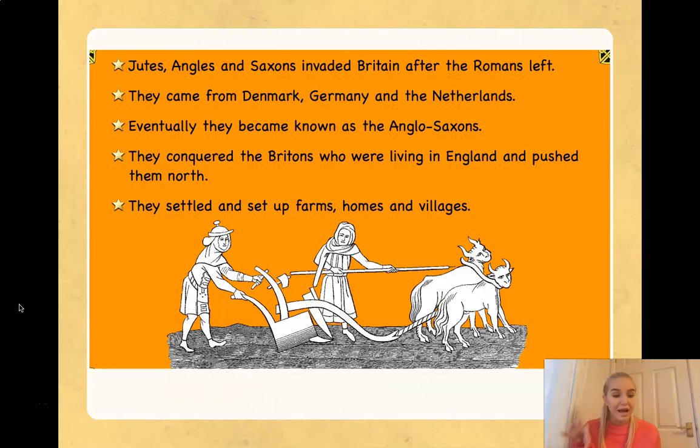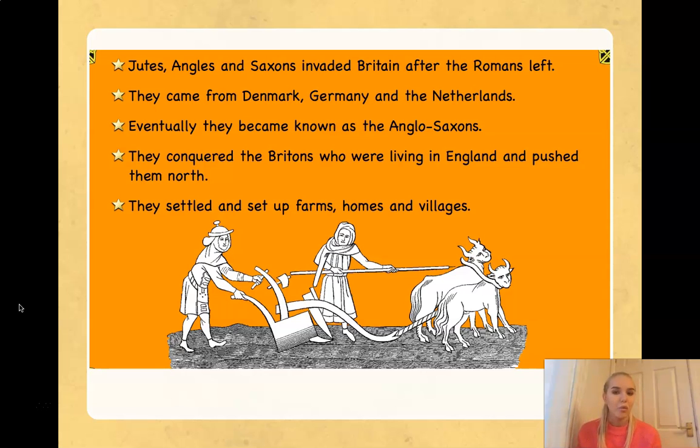Eventually, these two groups, the Angles and the Saxons, joined together and they created one group called the Anglo-Saxons. And they conquered the Britons who were living in England and pushed them north. And we know that they settled, they set up farms, homes and villages too. But there was one more group of people, wasn't there? There was the Jutes. Do you remember where the Jutes settled? Absolutely, the Jutes settled mainly in Kent and they were known as the Kentings, weren't they?